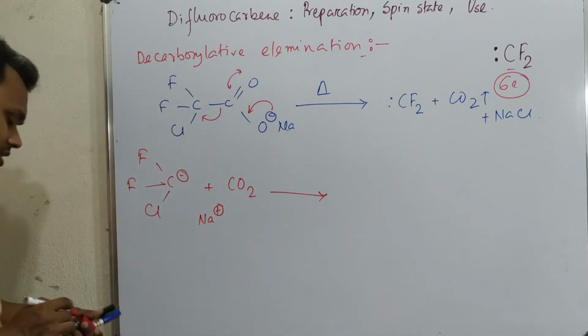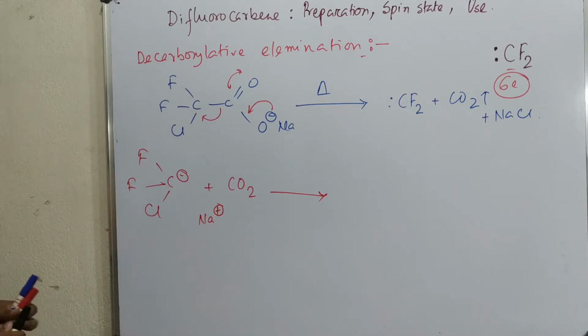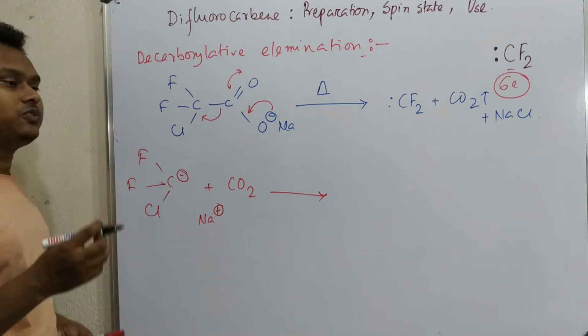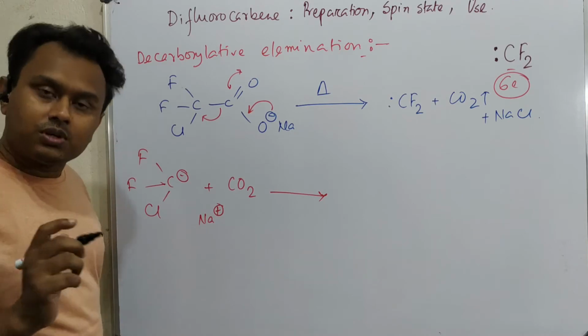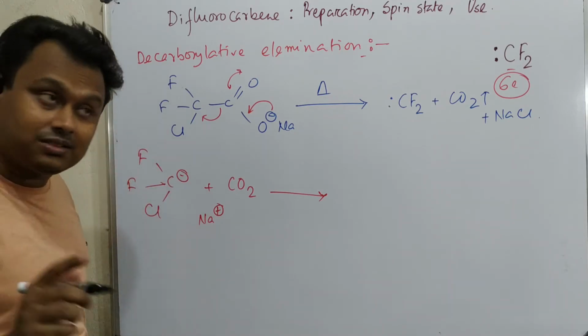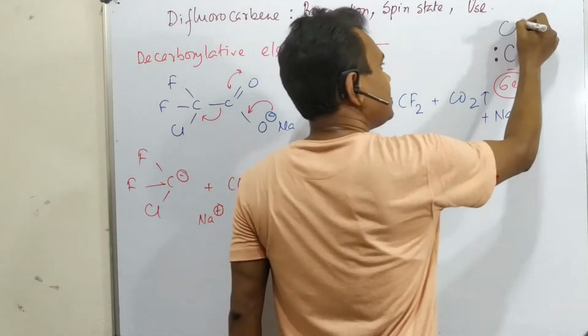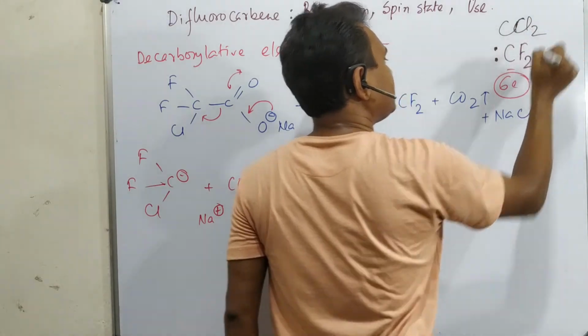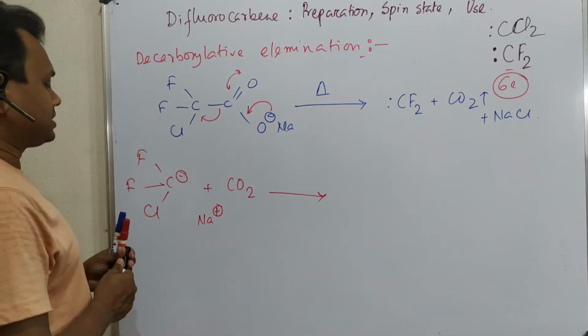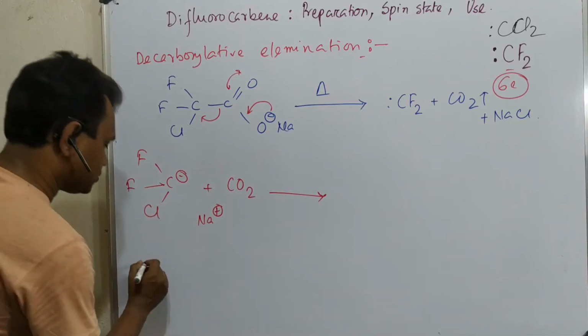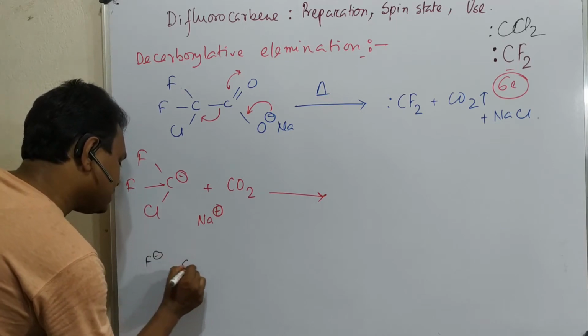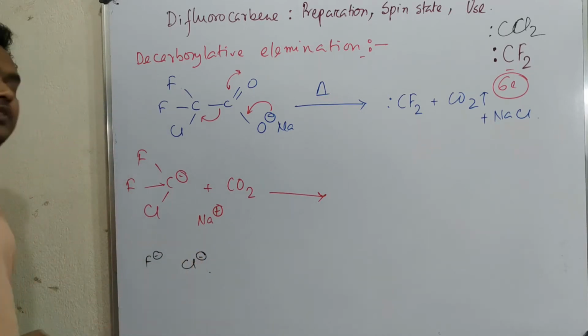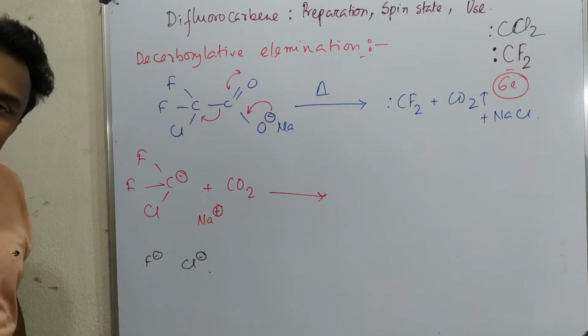Next is elimination. Now if you can see clearly, there are two types of elimination possible, and by the way, the Reimer-Tiemann reaction utilizes a similar concept, that is CCl3 minus, and in that case the carbon is CCl2. After that elimination occurs, and which will eliminate? Two options are possible: one is F minus, one is Cl minus. So the leaving group, depending on its stability, determines which reaction will occur.